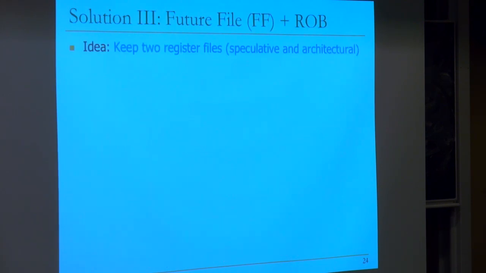OK. So the third solution, I think, fixes both of those problems. And the idea is to keep two register files. I think this is what you were getting at, perhaps. Keep two register files. One is architectural. You update in order, in sequential order. And the other is speculative. It contains the latest value whenever it's produced, as soon as it's produced.